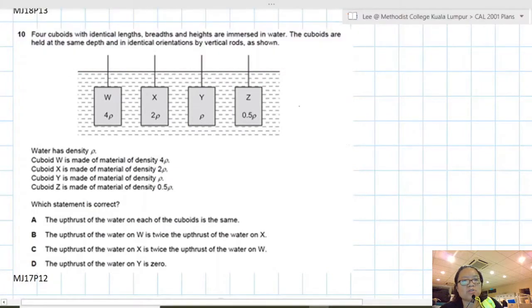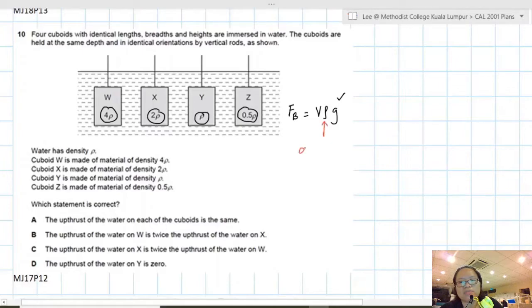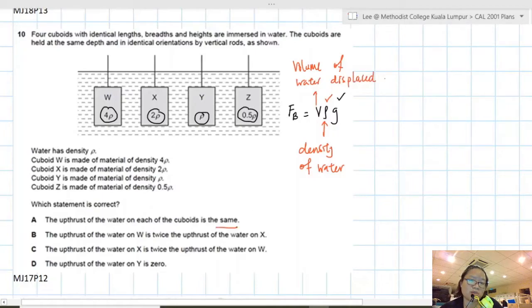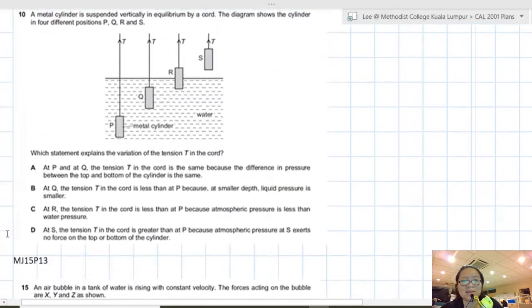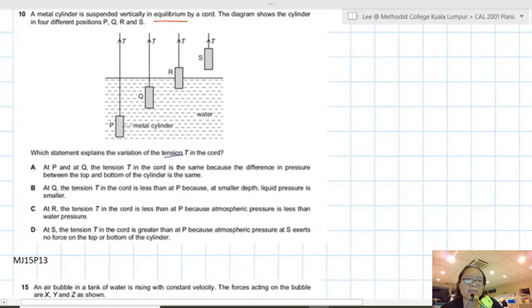So now you have a bunch of objects with different density, and then you're asked to compare the upthrust. So all the densities are different. How? Well, my friends, this density is not the density of the object, it's the density of the water, remember? So the density of the water is constant, g is constant, the volume of the water displaced based on the shape is also constant, so they're all the same. See, they're quite tricky. So right now you have this, they're all in equilibrium, and you're asked to compare the tension in positions P, Q, R, and S.